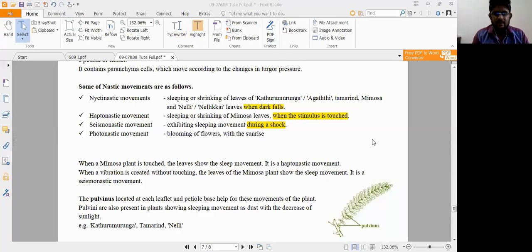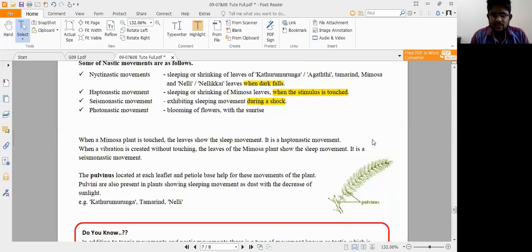When a mimosa plant is touched, the leaves show the sleep movement. It is haptonastic movement. You know the touch-me-not plant: when you touch it, it will show you the sleeping movement, but after some time, again, it will come back, right? When a vibration is created without touching, the leaves of the mimosa plant show sleep movement. It is a seismonastic movement. Even when you give a vibration without touching, the touch-me-not plant will still show you a sleeping movement. So it belongs to both haptonastic and seismonastic movement.